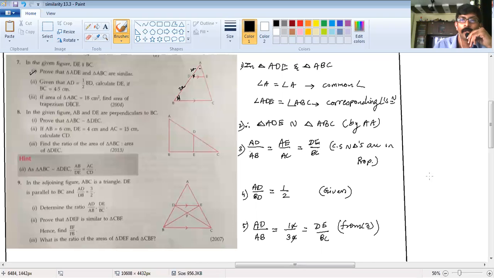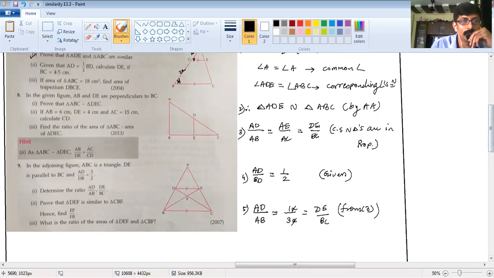So from 3. You understood why the numbering becomes useful at a time, because that's how we can refer. Okay, now what do we have to do next, students? We have to substitute. We have to find DE, isn't it? So we have to calculate DE. In that case, BC is given as 4.5. So we'll just substitute 1 upon 3 is equal to DE upon 4.5. We have to calculate. If BC is 4.5, I'll just shift this 4.5 up. So it will become 4.5 upon 1.5, which is DE.